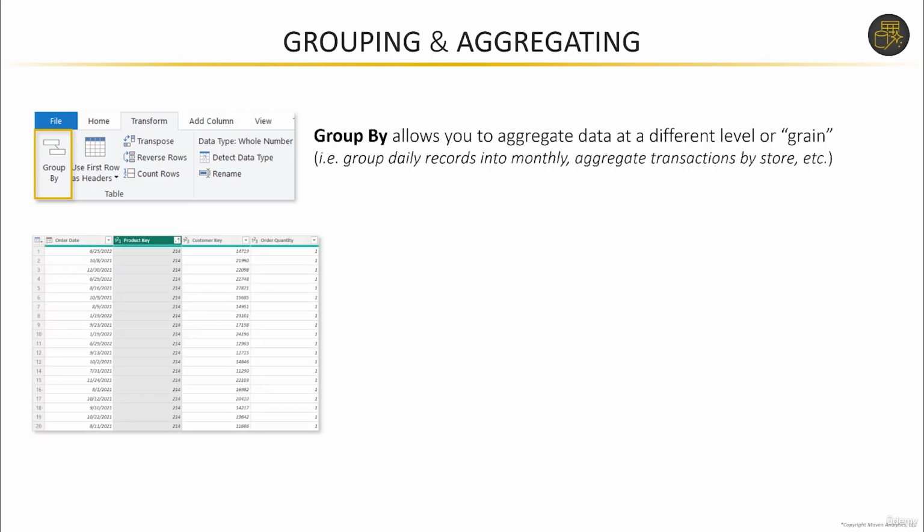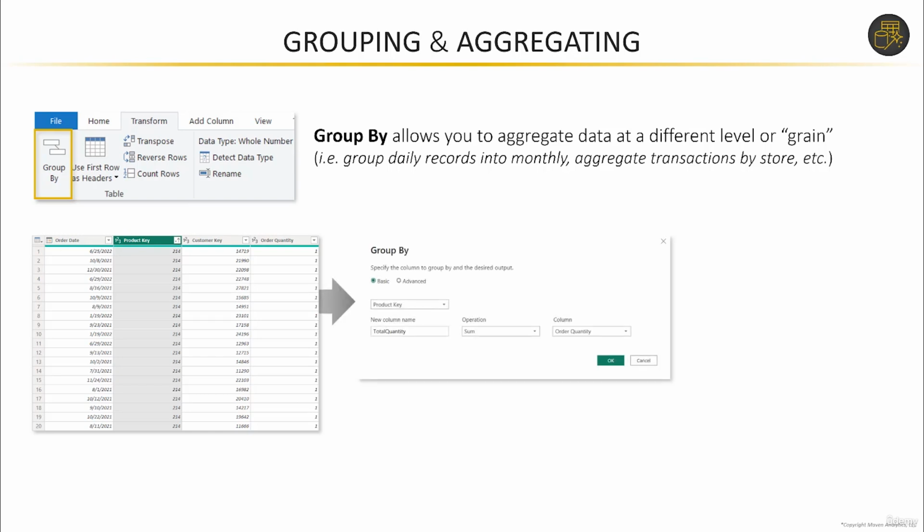Here we've got order quantities by order date, product key, and customer key. And the important thing to note here is that we have multiple orders for a given product key. In this case, the product number 214 has been ordered multiple times on multiple days by multiple different customers. And if you wanted to transform this table into a summary of orders or order quantities rolled up by unique product keys, the Group By option is a great way to do that.